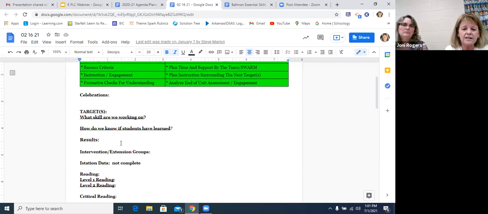So we'll enter our data here with the results, and then where it says intervention / extension groups, we'll list the students and what teacher's going to be working with them. Extension groups, that's for the enrichment. We don't want to forget that group of kids.